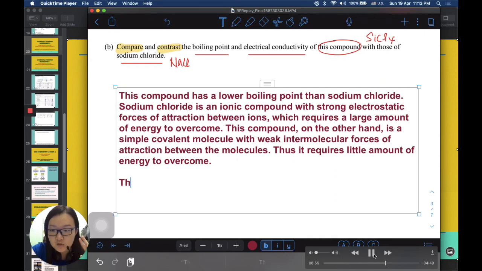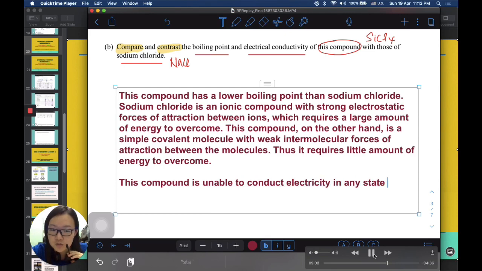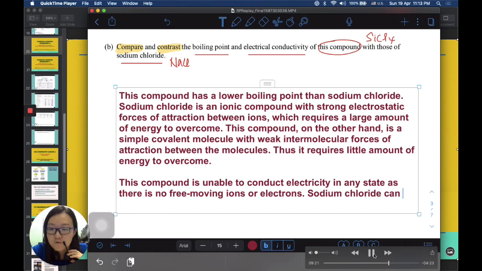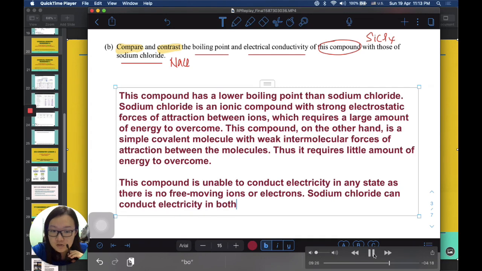So we have addressed the first physical property, which is boiling point. In the next paragraph, we shall talk about the second one, which is electrical conductivity. This compound, SiCl4, is unable to conduct electricity in any state. Being a covalent compound, it cannot conduct electricity as a solid, liquid, or gas. The reason is that there are no free moving ions or electrons. On the other hand, sodium chloride can conduct electricity in both the aqueous and molten states.